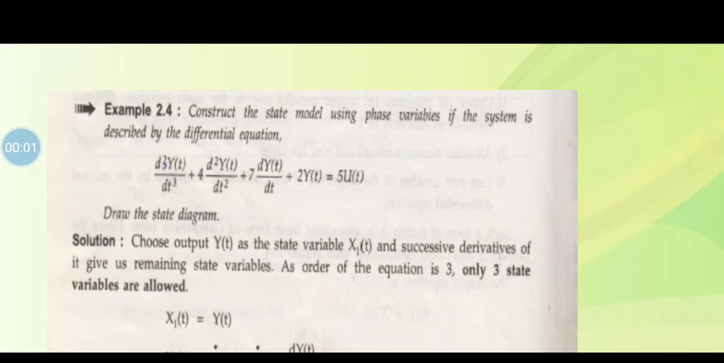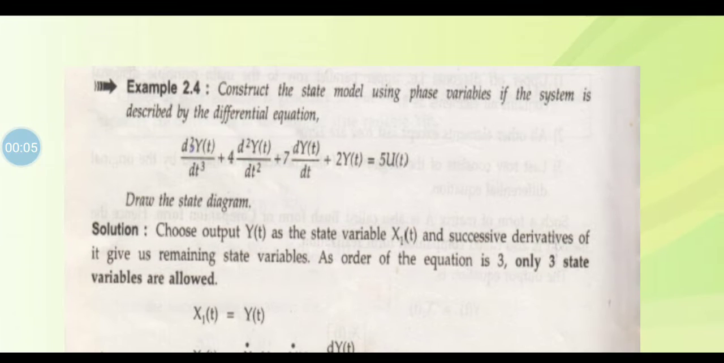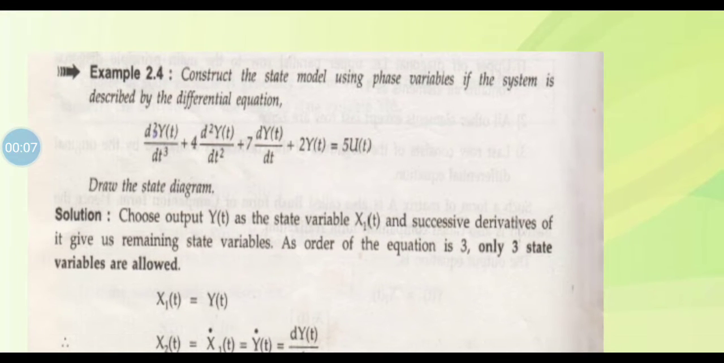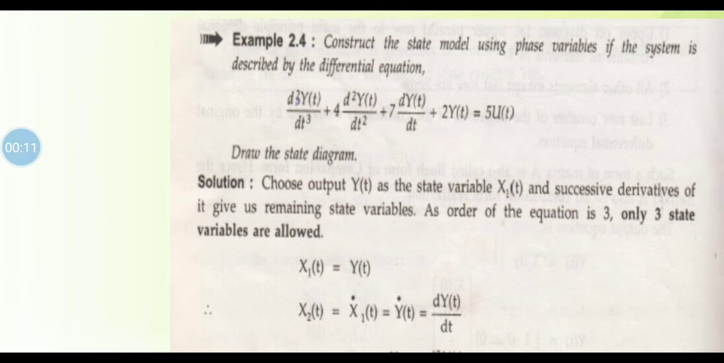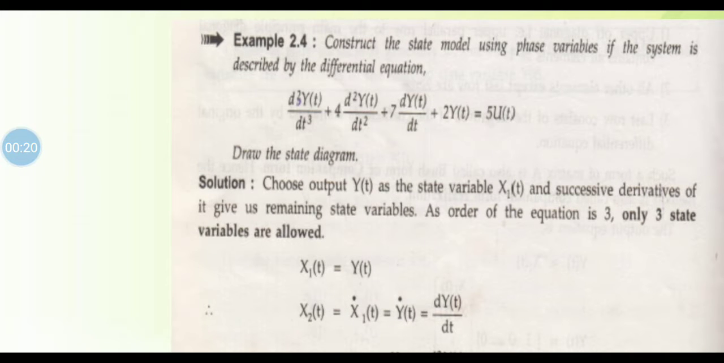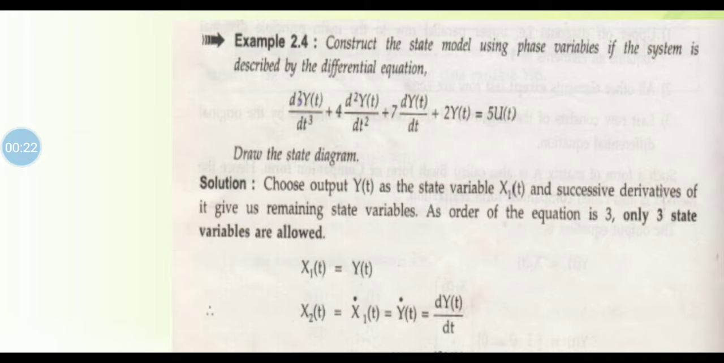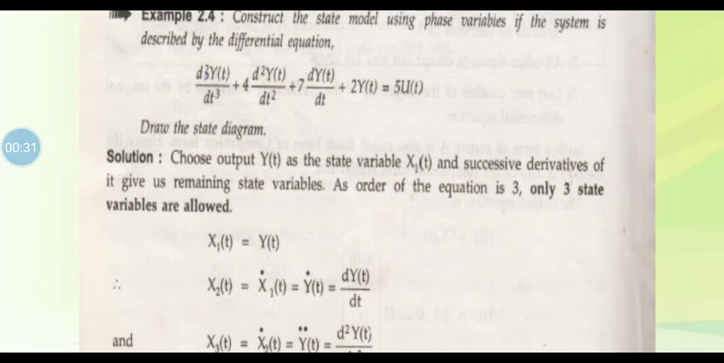In this lecture, we'll take up a problem. The problem statement is: construct the state model using phase variables if the system is described by the differential equation d³y(t)/dt³ + 4 d²y(t)/dt² + 7 dy(t)/dt + 2 y(t) = 5 u(t). Draw the state diagram. So we'll find the solution.